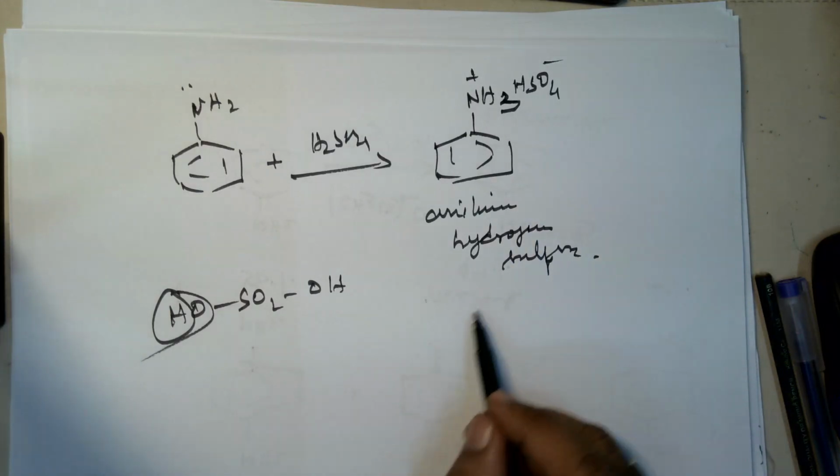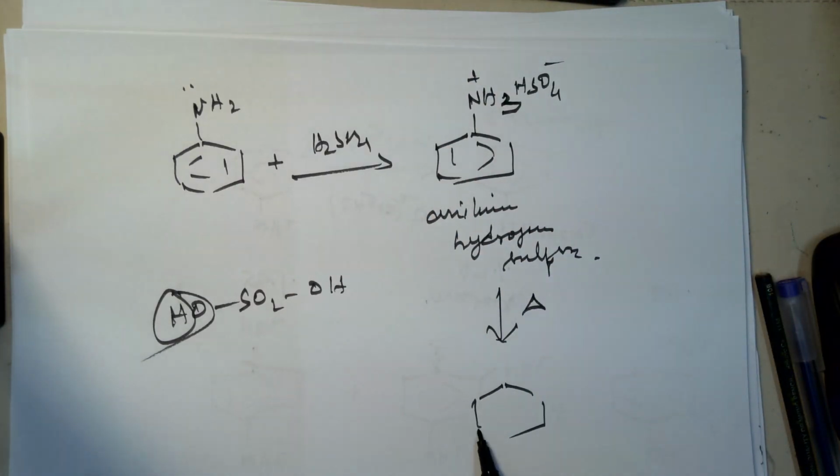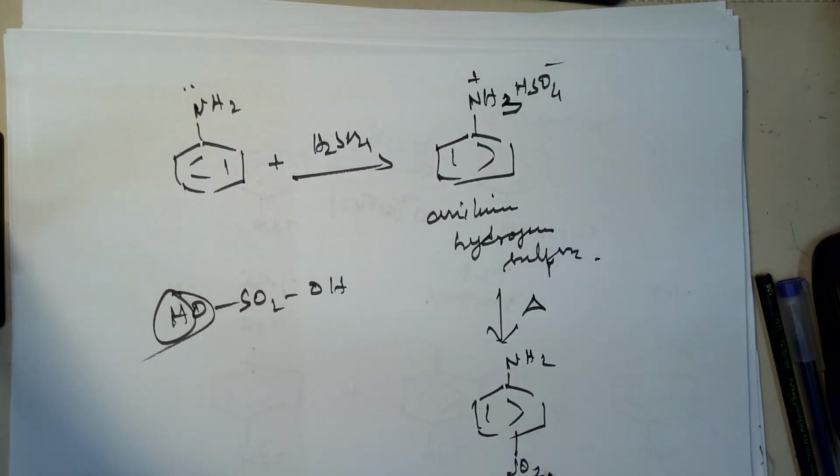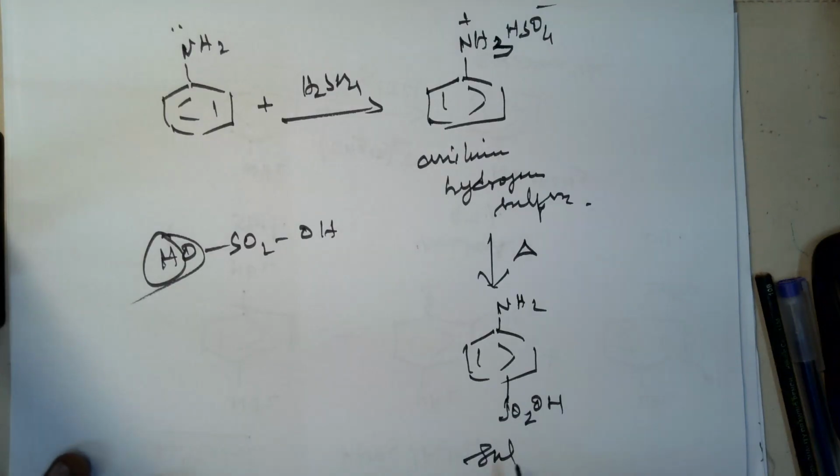And then on heating, this SO2OH will come here, so that you are able to get NH2, and para attachment is there. So you can put SO2OH or SO3H also. This is known as sulfanilic acid, and most of the drugs are based on sulfanilic acids.